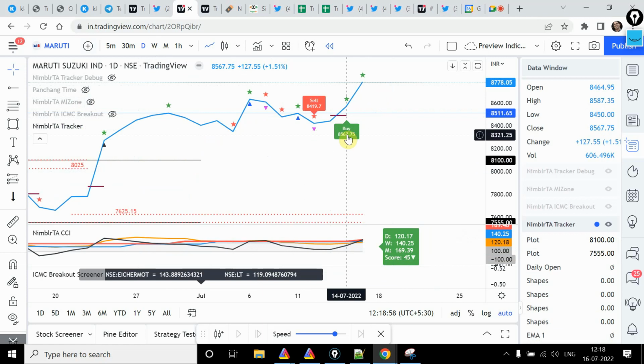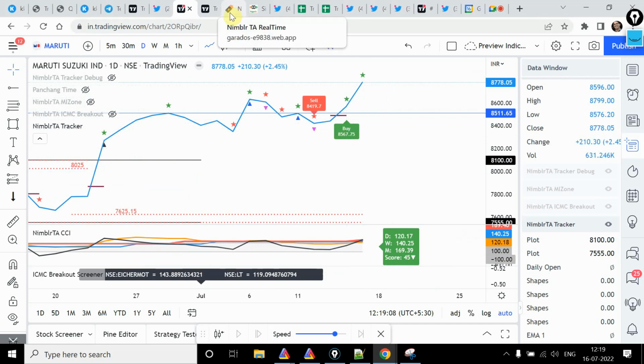And that is where your NimblrTA tracker gave you a buy, because it gave you an impulse entry in this case. Are you with me, or am I going very fast? So this positional trade, right?